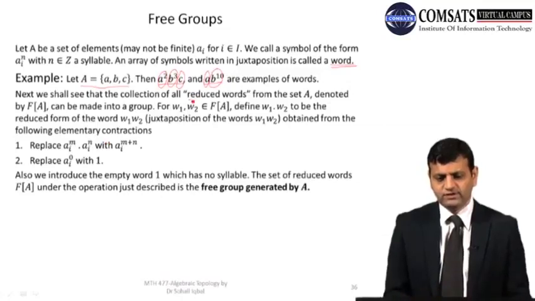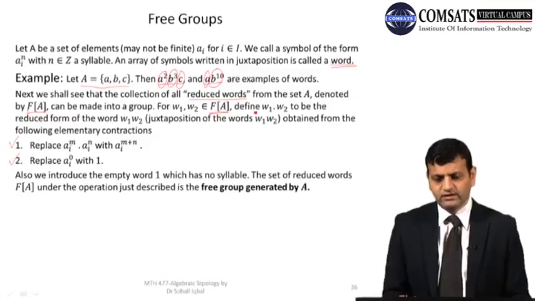So what is a reduced word? We shall define it in the following way. The set of reduced words, denoted by F(A), can be made into a group from the set A. So for w1, w2 belonging to F(A), we define w1 w2 to be the reduced word of the word obtained from the following elementary contractions. So what we are trying to say is, take a set A of symbols or elements, take the collection of all words, and then take the collection of all reduced words, and we denote that collection of reduced words by F(A).